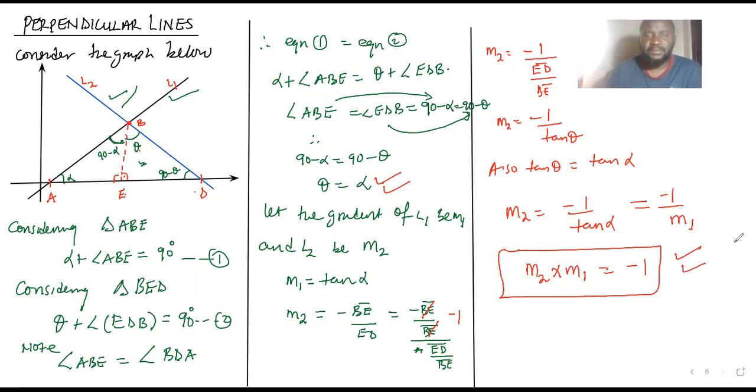Teacher, how is angle ABE equal to BDA? You're asking why is this angle at B here, why is it equal to this angle here? Yes. It is because if you look at those two angles carefully, let me extract out a triangle here.